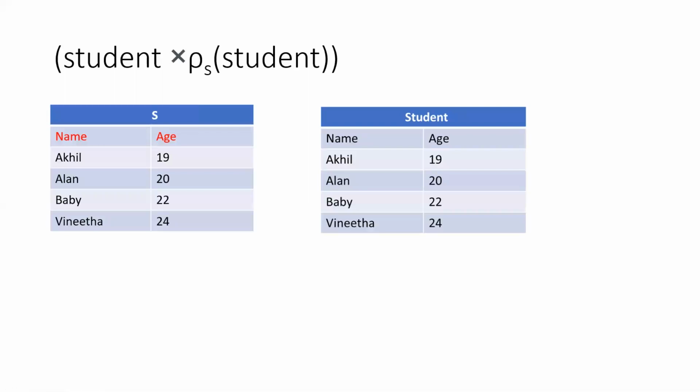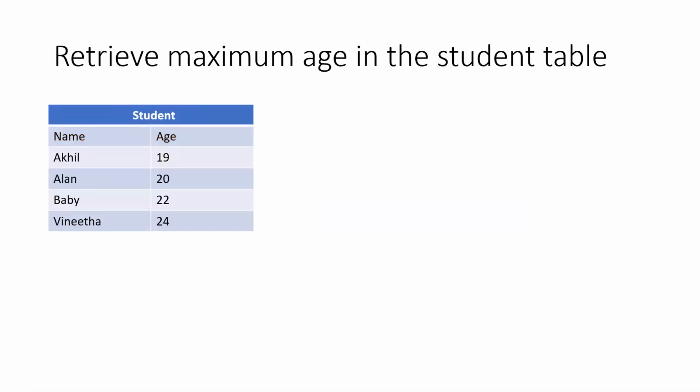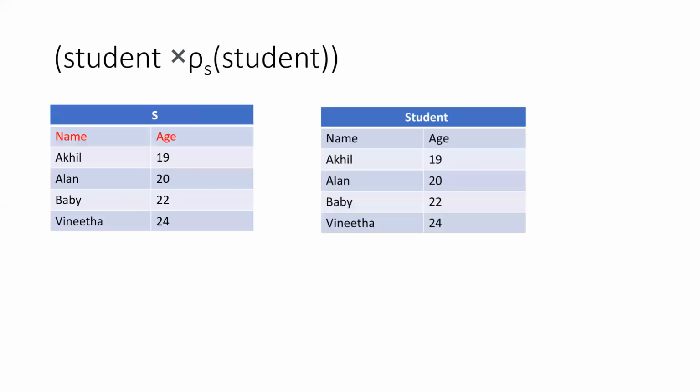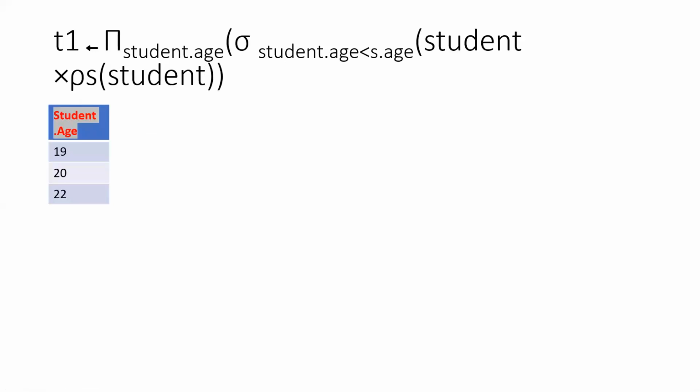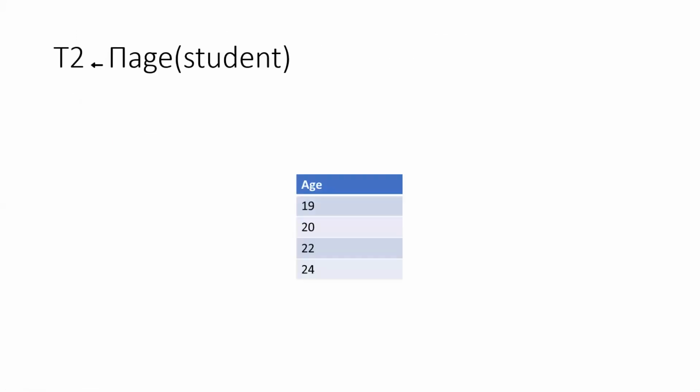So the idea here is that we take the Cartesian product of the relation with the same relation, so first we rename the relation, and then we apply the condition. Since we have to find the maximum age, we apply the condition that student.age is less than S.age, then we apply the set difference operator. Thank you.